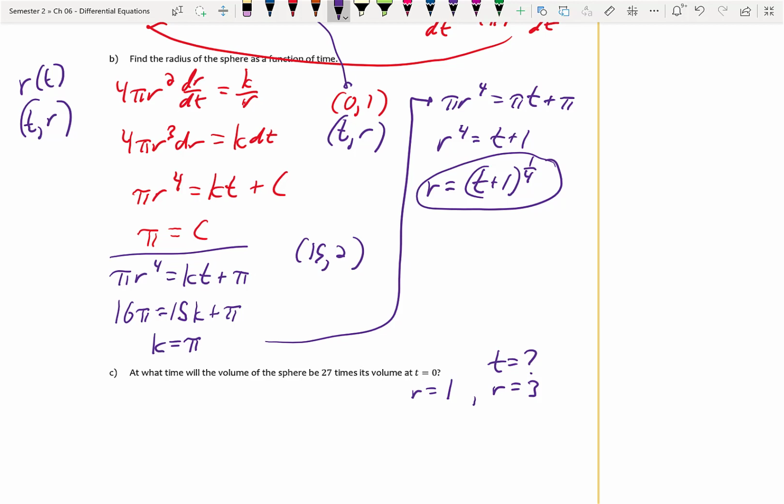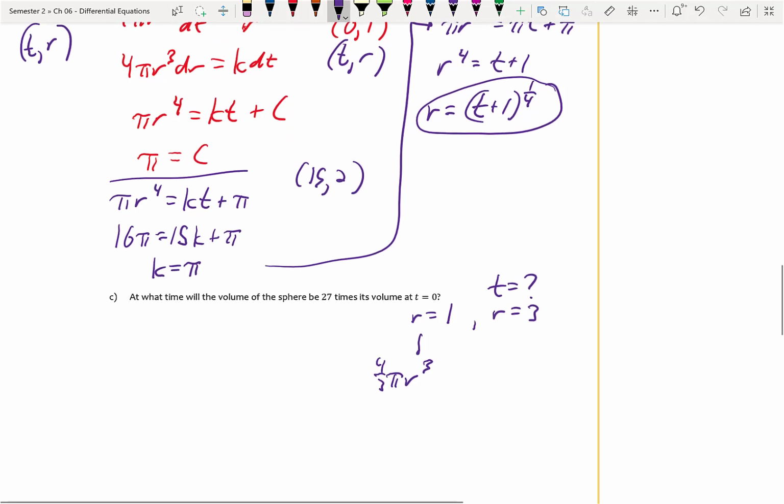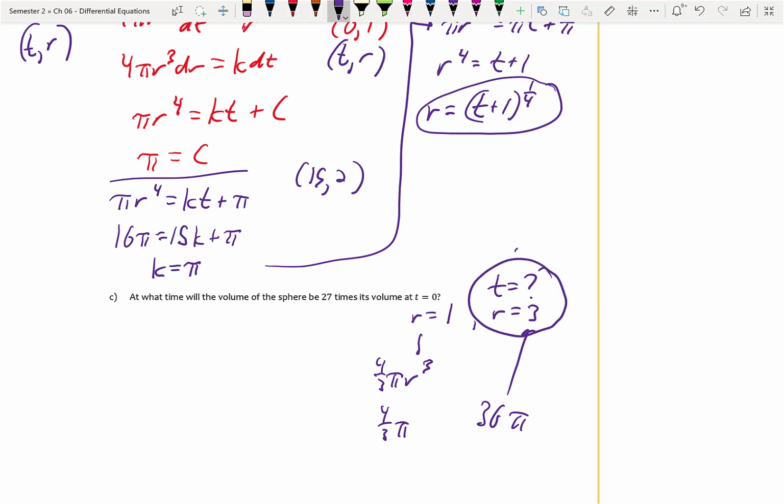You could prove that and go a little bit of a long way and say that when radius is 1, then my volume, 4/3 pi r cubed, would just be 4/3 pi. And then 27 times that, if I multiply that by 27, that's going to be 36 pi. And then I would work my way backwards to a radius of 3 for that. But I like thinking that if it's 27 times its volume, its radius would have to be 3 times what it is.